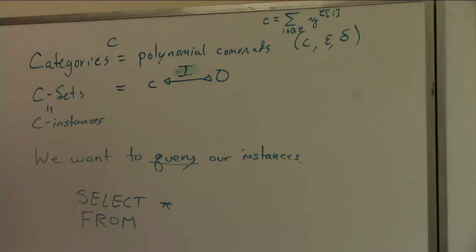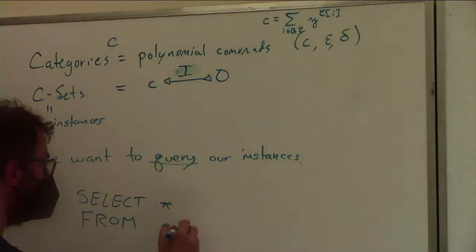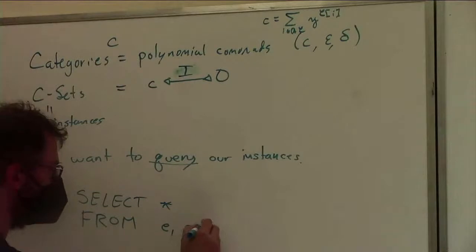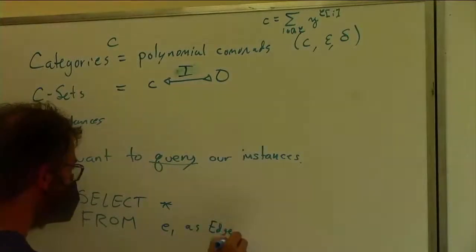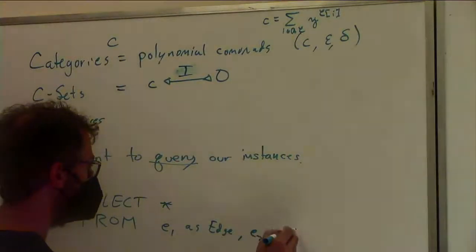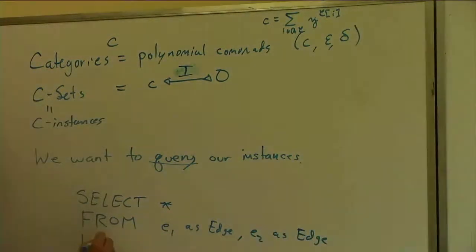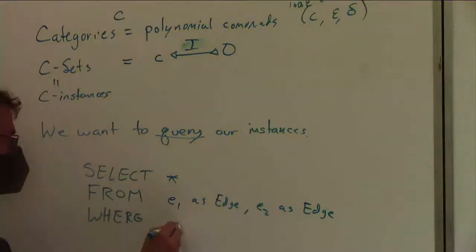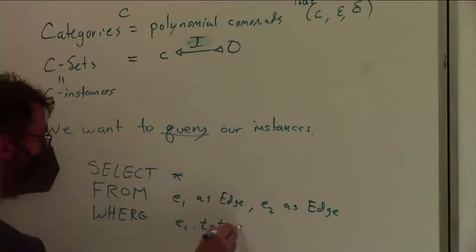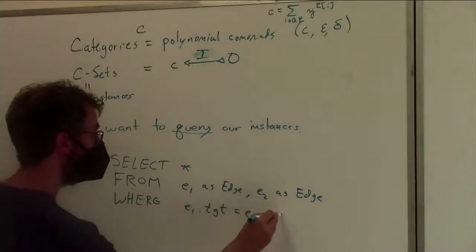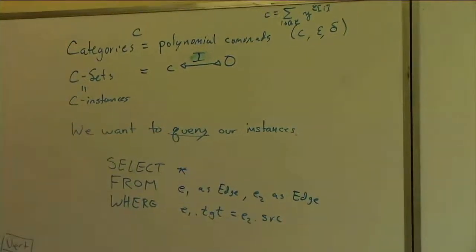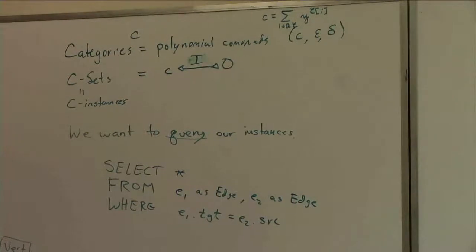Okay, so we would select from E1, I actually don't know the syntax, E1 as edge maybe, I'm just going to guess here. If it's wrong, I'm sure anyone who knows it will be able to fix this. E2 as edge, where E1.target equals E2.source. And this query will look at our graph and find all pairs of edges, E1 and E2, where the target of E1 is the source of E2. So it will find all paths of length 2.